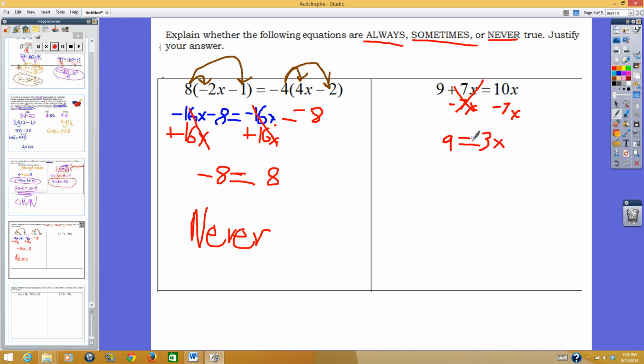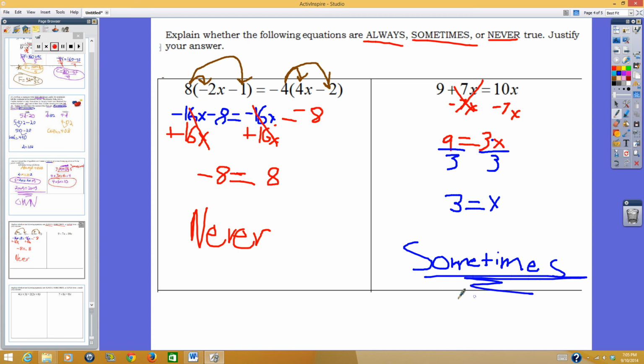Alright? To get this x by itself, we've got to get rid of this 3 now. And there's multiplication, which we know, hiding there. Sneaky devil. So to get rid of that 3, you would have to divide. And then your answer is 3 equals x, or x equals 3. And you know that whenever it's x equals anything, it's going to be sometimes. Because x could be 3, right? But it could also be anything we want it to be. That looks really weird. I feel like I spelled that wrong. But I didn't. Because I'm a beast.